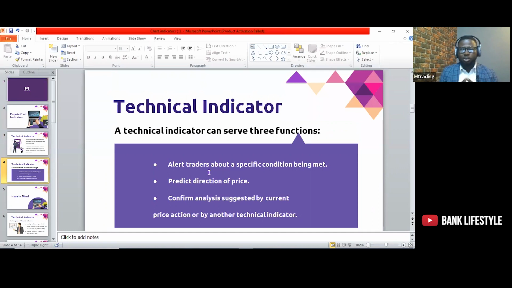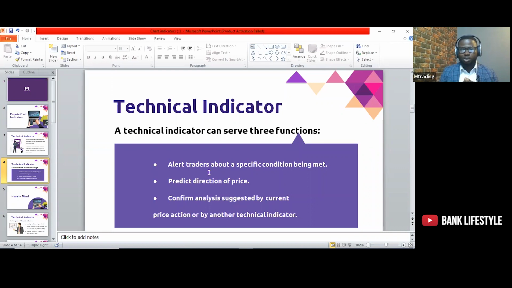So what are some functions? They alert traders about specific conditions met in the market. Let's say you're a trader, you're using a certain strategy, a certain approach, or a certain plan to trade. Now you see a setup, all right? You see a setup, and you are waiting for the setup to trigger. So what could help you to see whether the setup is confirmed or not? You can use an indicator to do that.